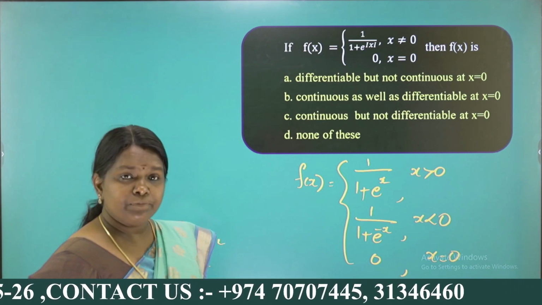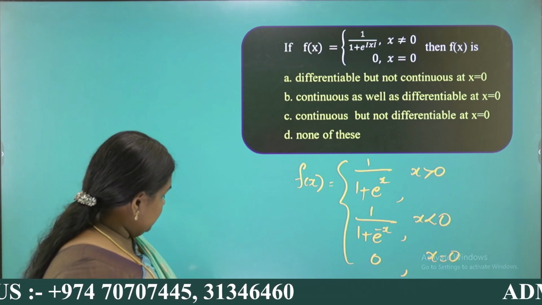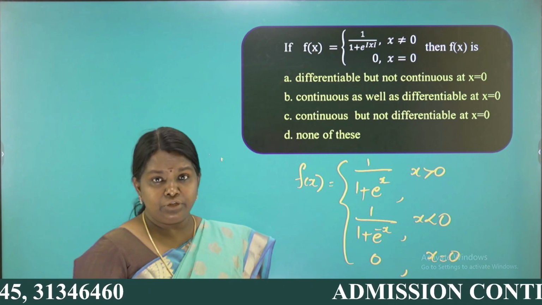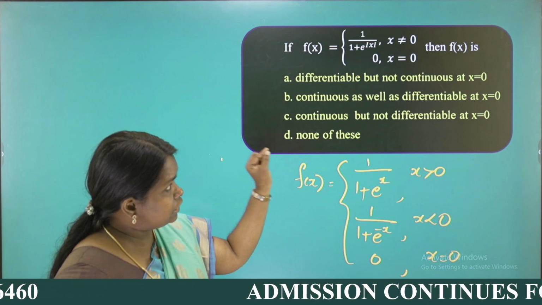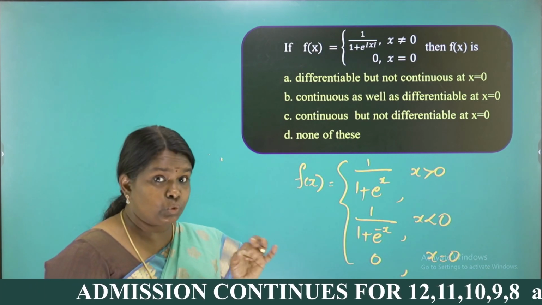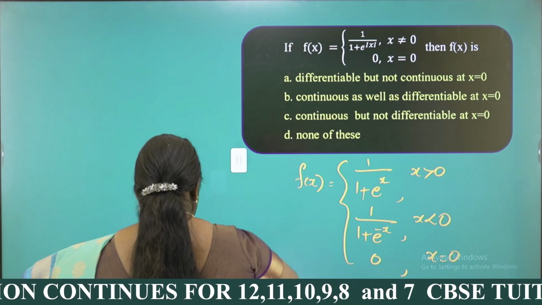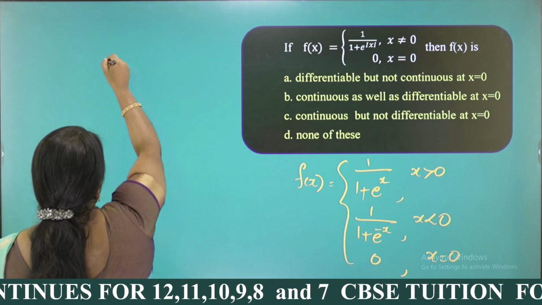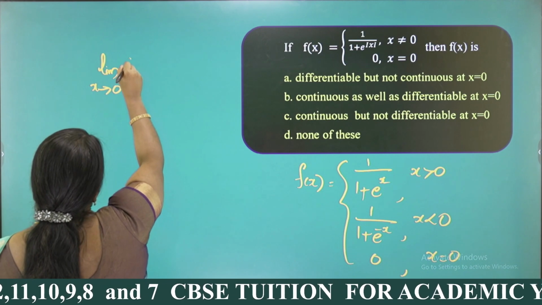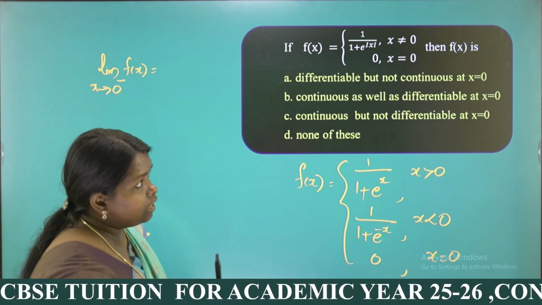Now I need to know whether it is differentiable and continuous. They asked whether the function is differentiable but not continuous at x equal to 0, whether the function is continuous and differentiable, or continuous but not differentiable, etc. So we start with continuity. LHL, limit x tending to 0 minus f of x at x equal to 0, it is asked, right? In all the options it is at x equal to 0.